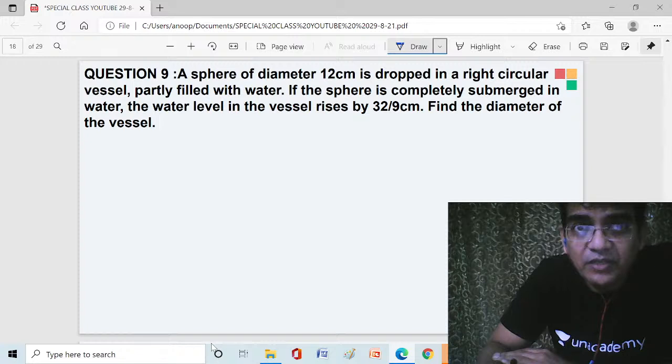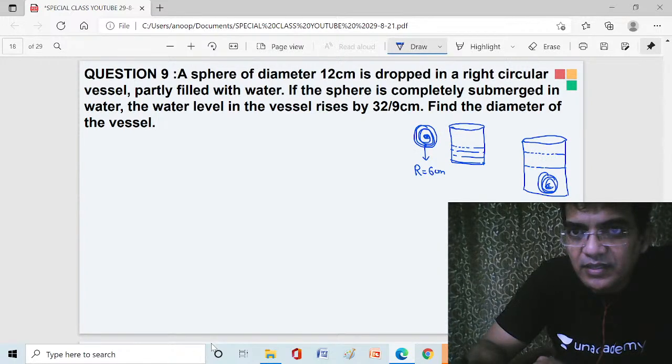Now this is partly filled with water. Now what they say, a sphere is completely submerged in water. See, now if you submerge this sphere in water like this, this sphere is submerged in water. So what you will find is the rise in level of water. That means if water was up till here, then it will be seen up to here. So this portion which I am shading here now, this is the rise in level of water.